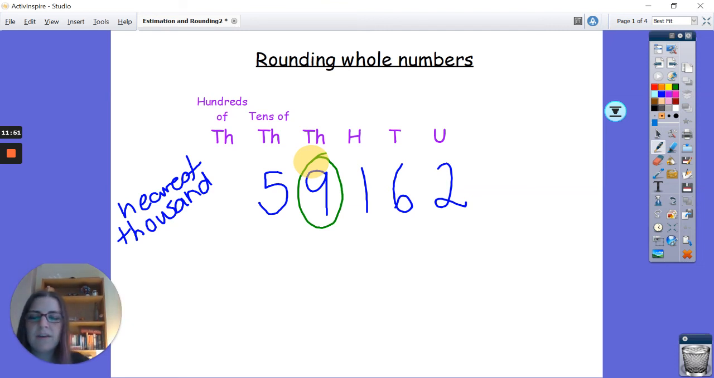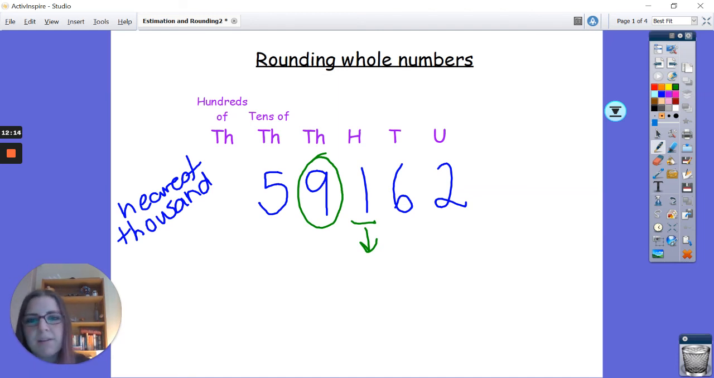Well, really we'd need to think of that 59 going up by 1. Instead of 59,000, we could have 60,000. So, are we going to stay as 59,000 or are we going to 60,000? Number after tells us what to do. It's less than 5, telling us we stay at 59,000. Again, the 6 and the 2 are unimportant.